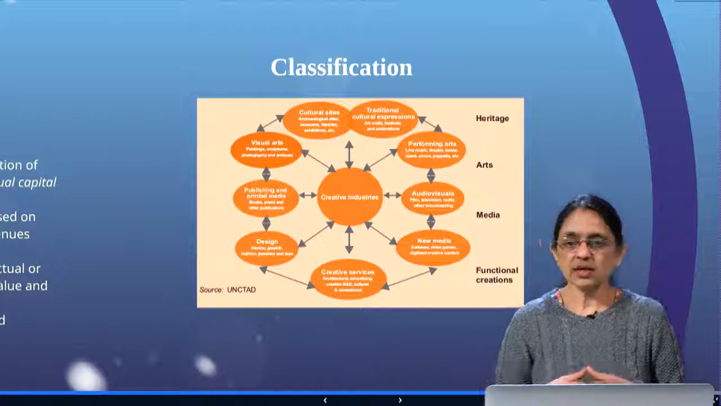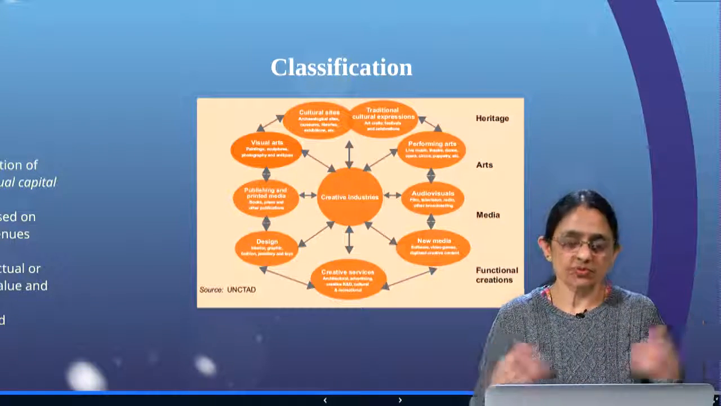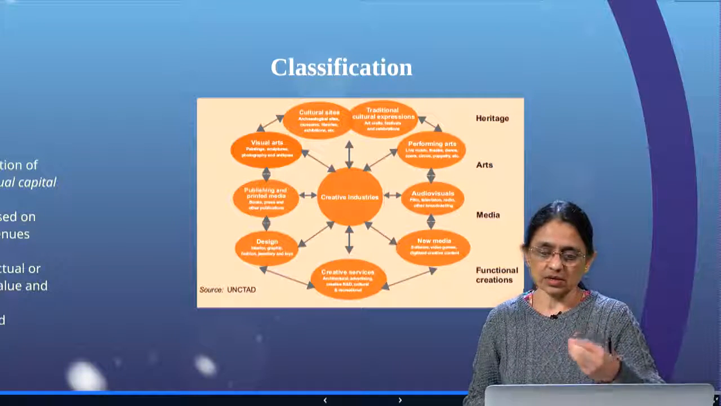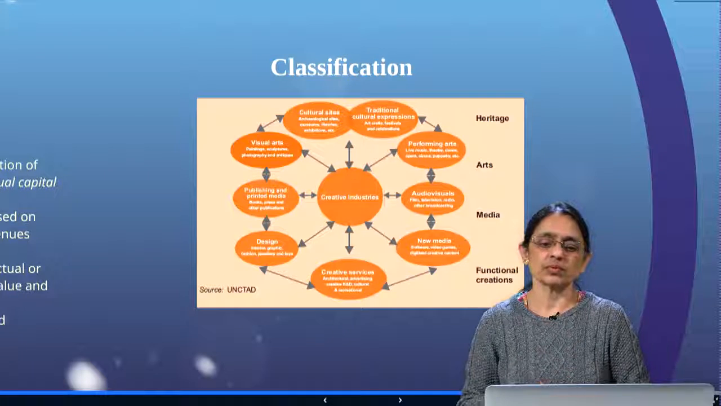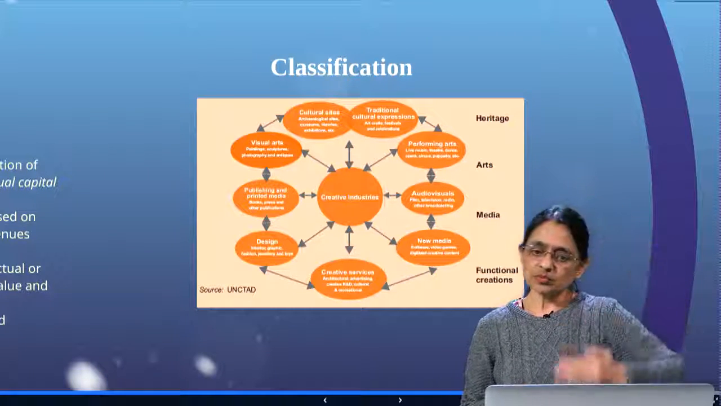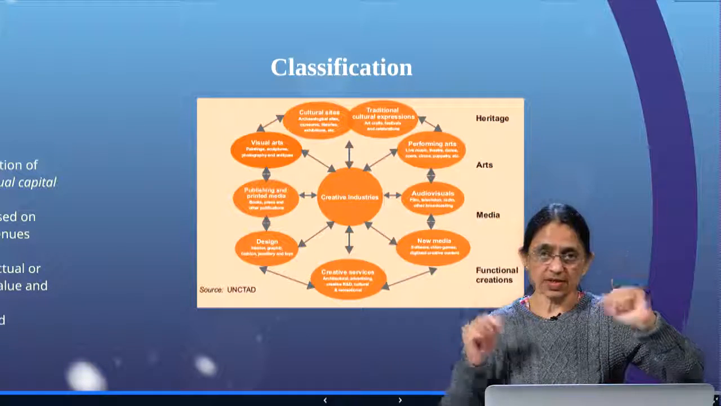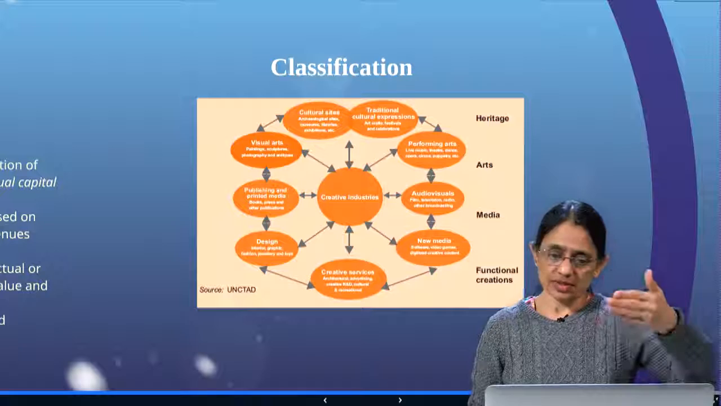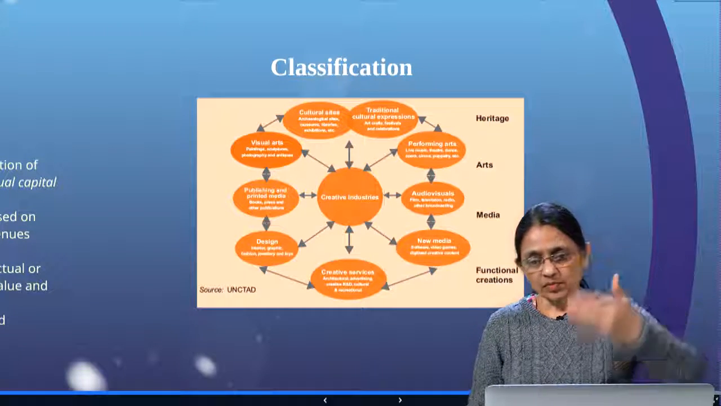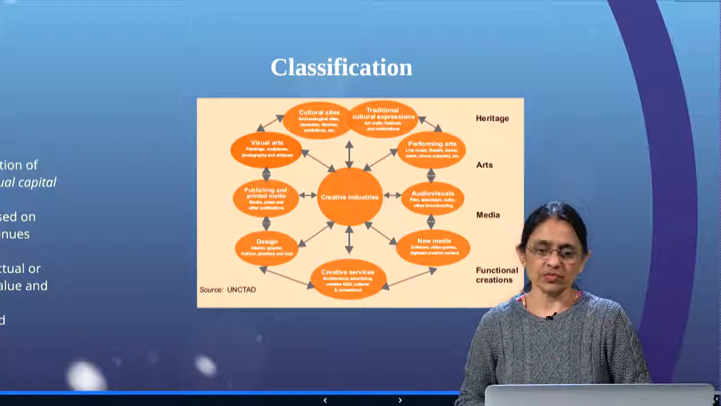What we see here is they came up with 4 main clusters or types of creative industries: heritage, arts, media, functional creations, and 9 subgroups within them. If you go from top to bottom, the cultural value, that is the intangible value that is embedded in the goods and services created in that sector, diminishes as you go from top to bottom. That's one way to think about this framework.